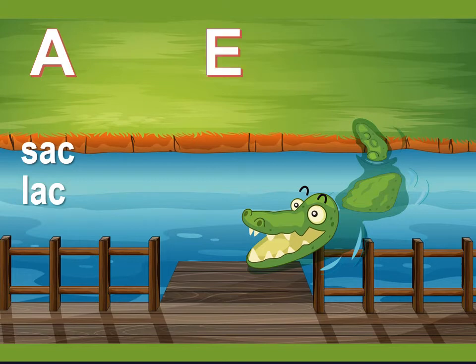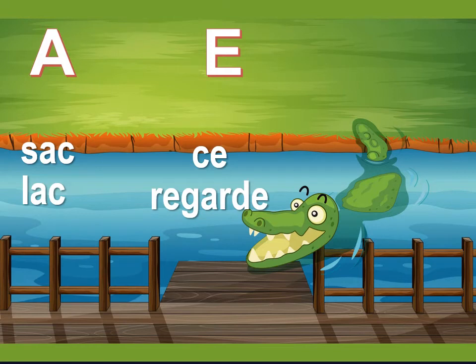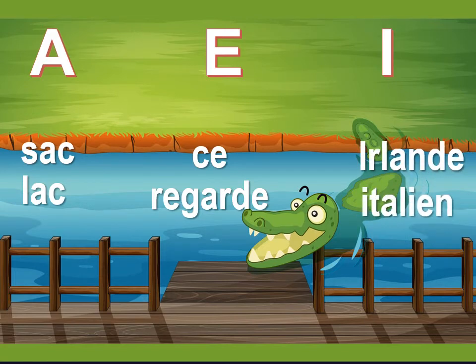E is another vowel you've got to watch out for. Remember that's a very weak sound in the middle of a word. It's often dropped when we're talking, as in ce, this. Regarde, watch or look, regarde. And finally, I, the letter I, which is pronounced I in French. So, Irlande, Italien. So watch out for this because they're quite different from the English.